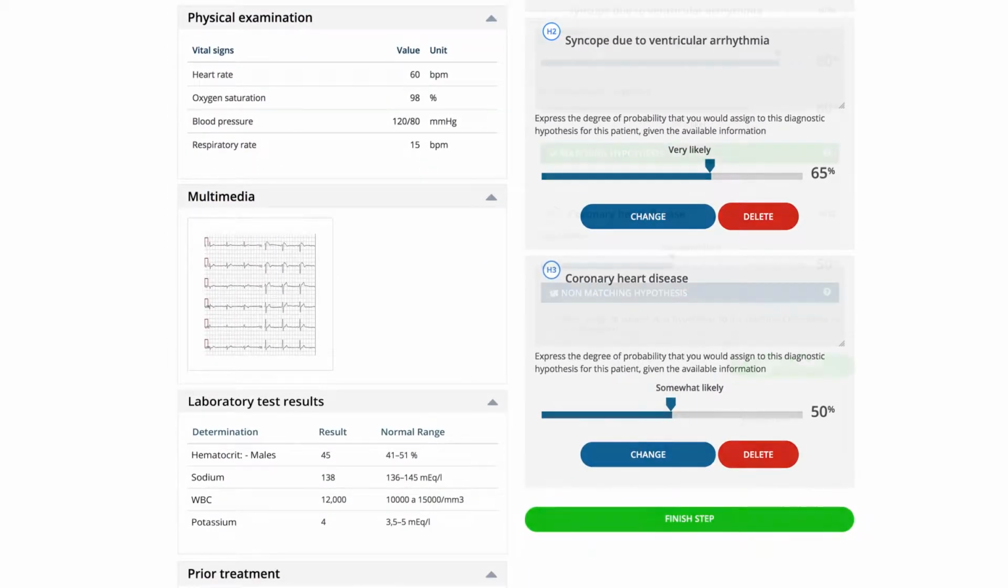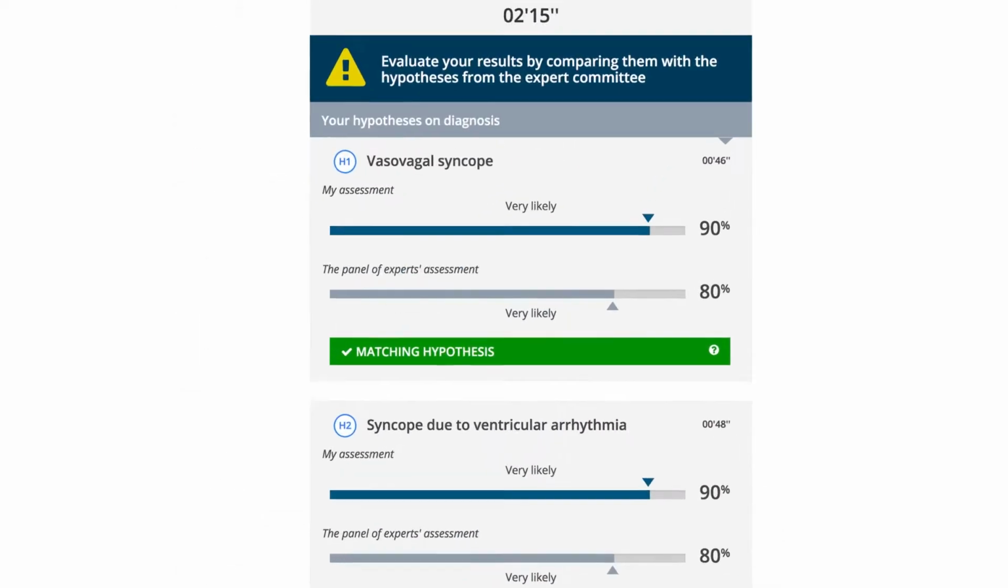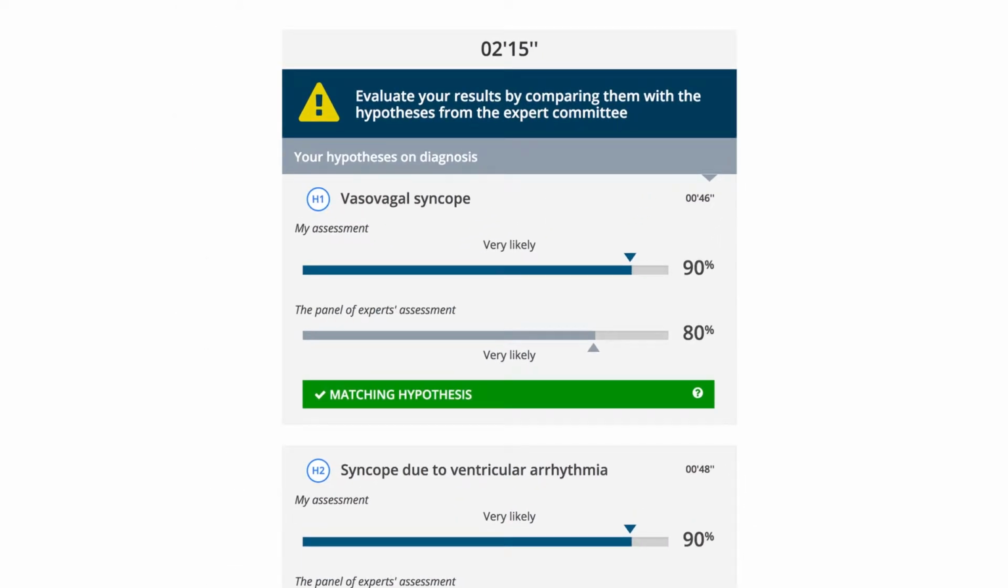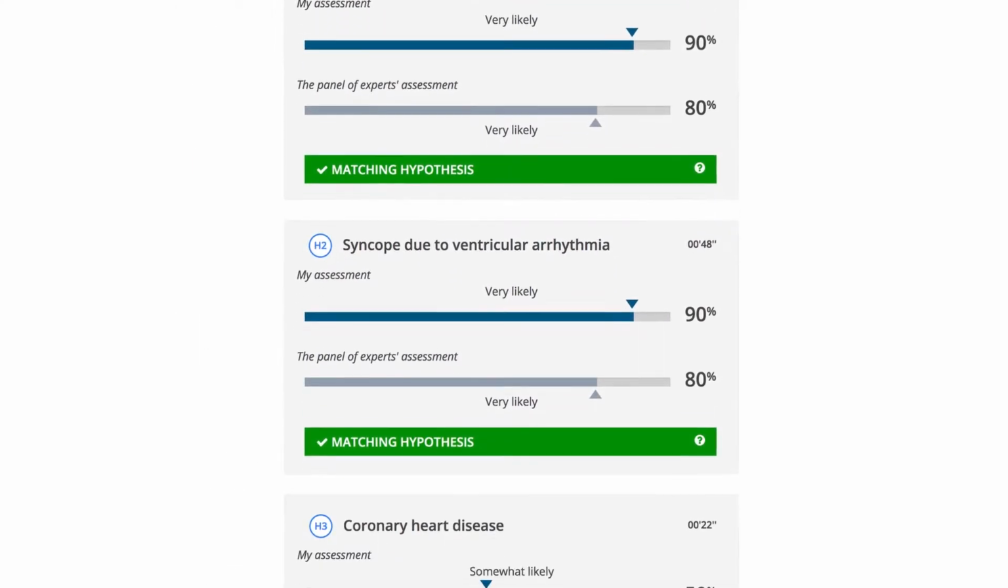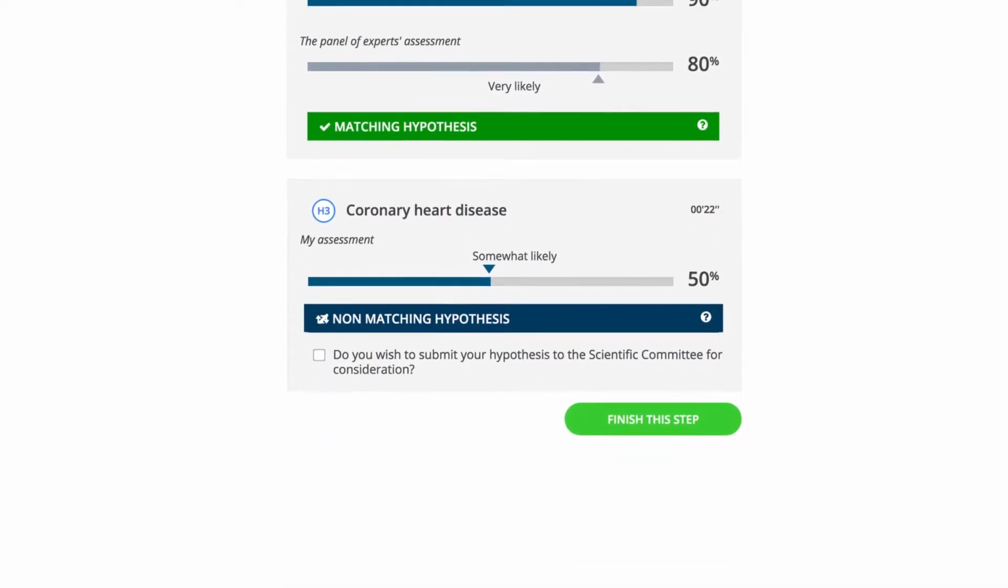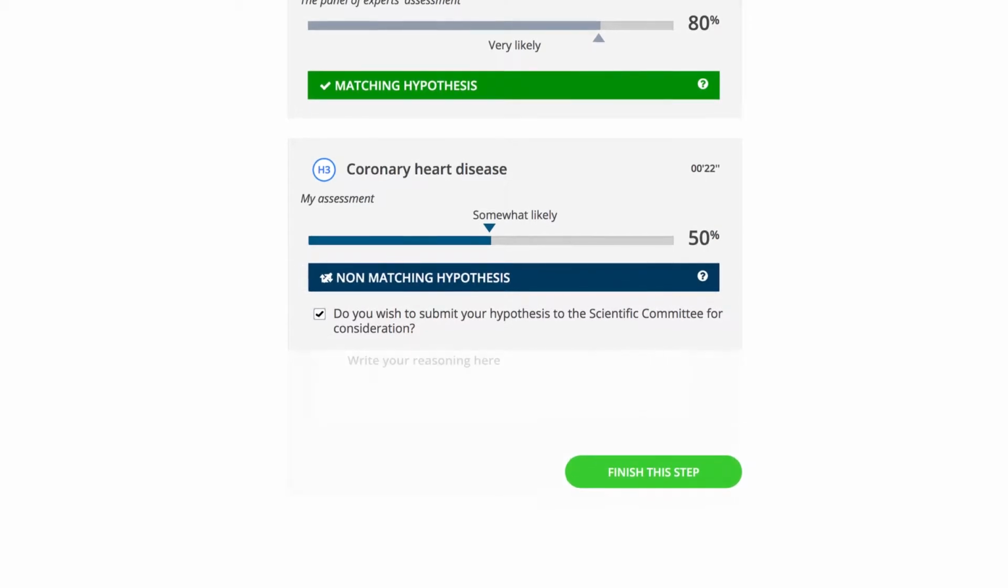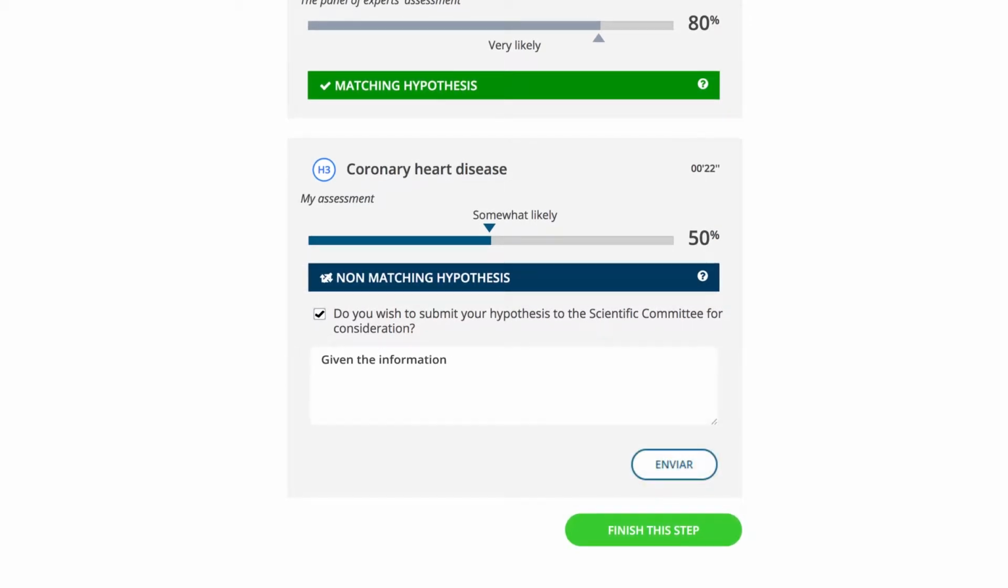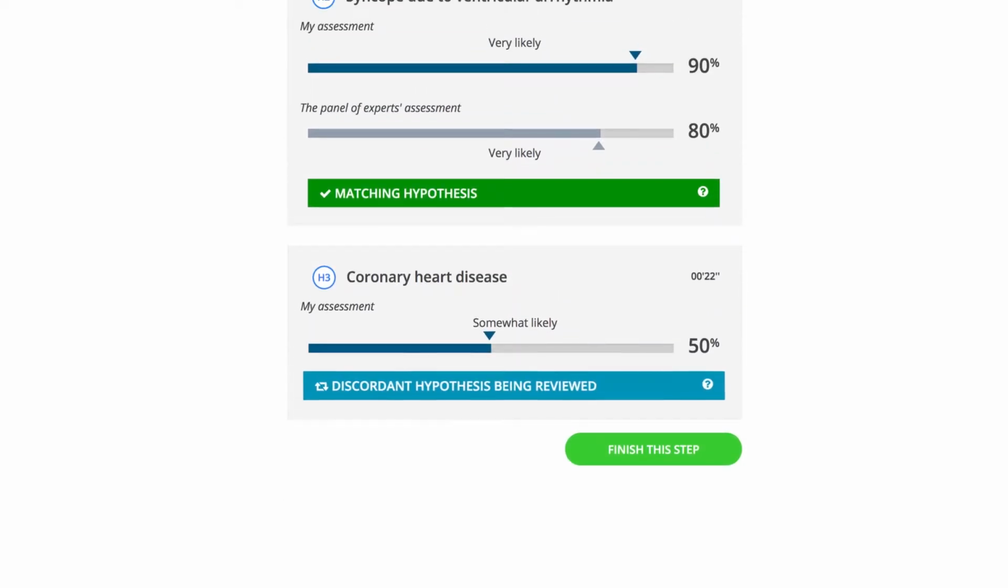The simulator will give you immediate feedback about the level of concordance between your hypotheses and those proposed by the international panel of experts. If the program does not identify any concordance for one or more of your hypotheses, you will be able to defend your position and have it considered by the scientific committee.